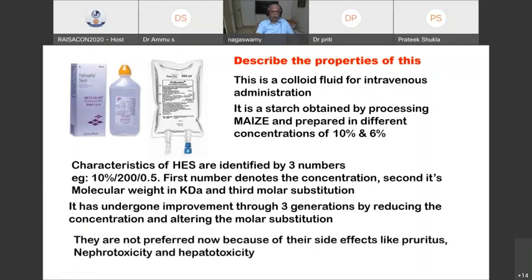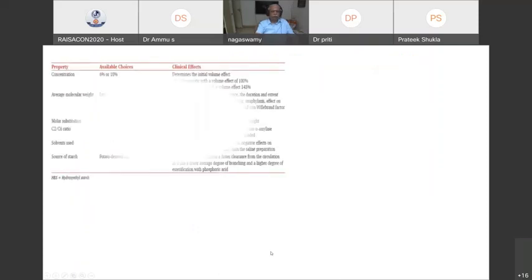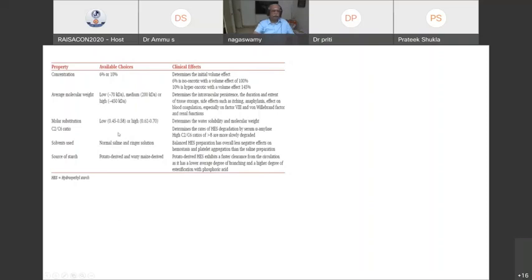So they are not commonly preferred now. The initial enthusiasm has become less, and it is a less preferred drug because of the toxicity, complications like pruritus, nephrotoxicity, and hepatotoxicity. So how to understand this molar substitution? These are the properties of this Hextril or hetastarch, whatever you want to call it.